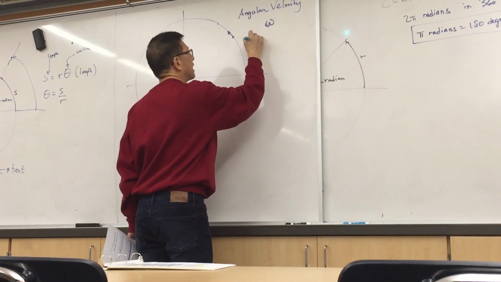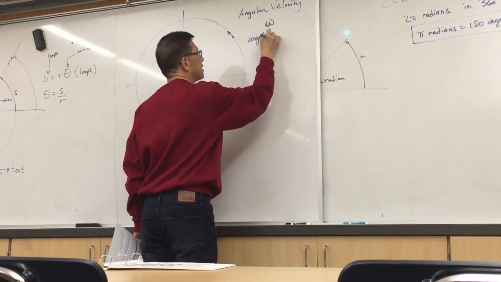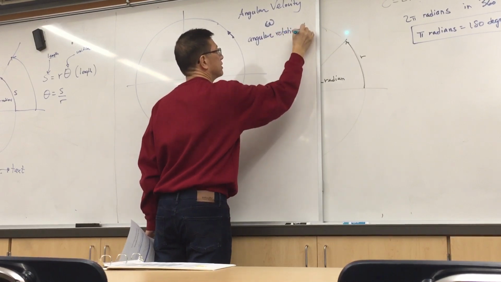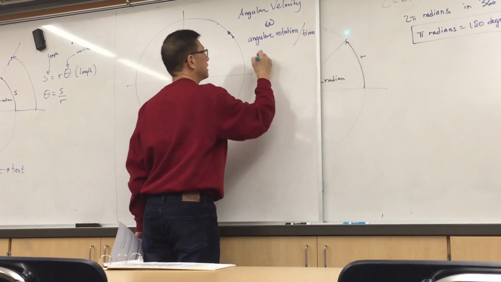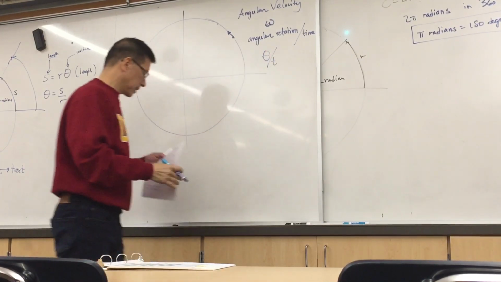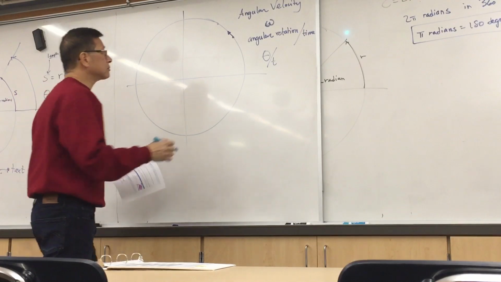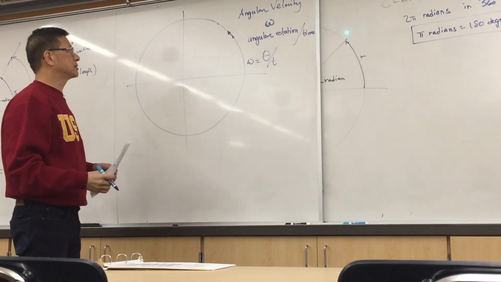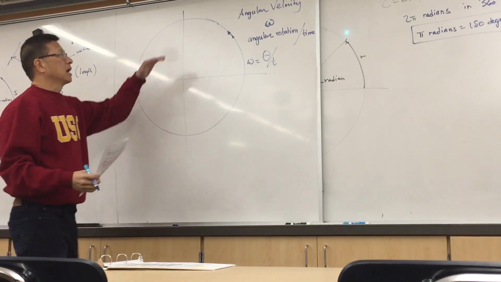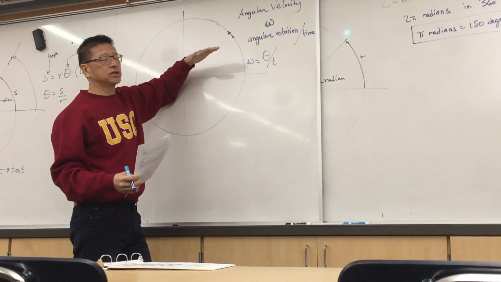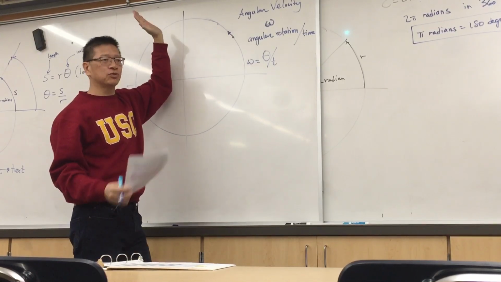The angular rotation per unit time. Okay, so in this case, it's theta over time. Let's be clear about that. So the angular velocity is theta over time. So angular velocity is the angular rotation. How much angle do I sweep out?